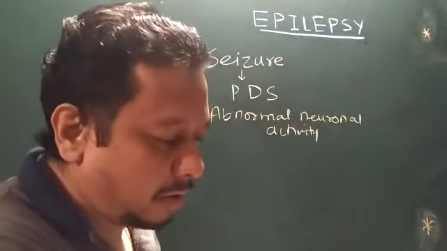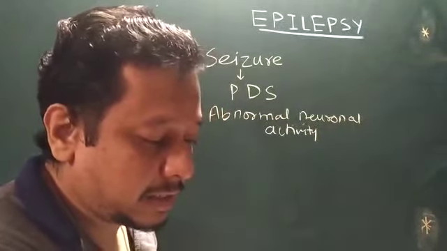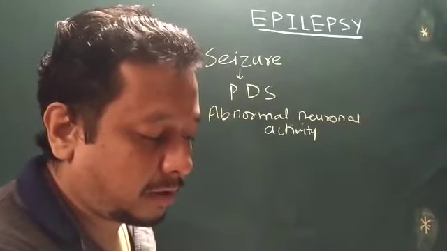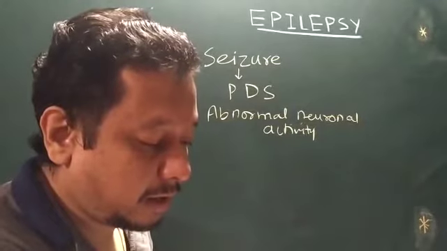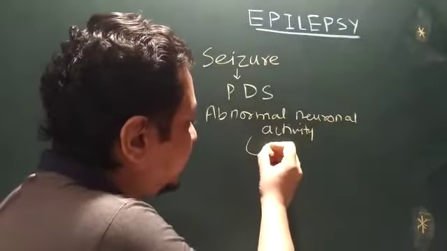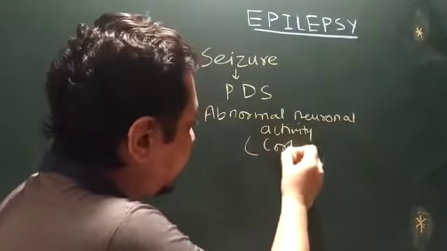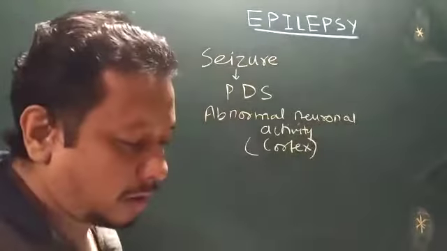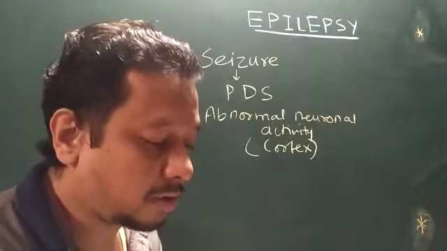So now what is epilepsy? Epilepsy, recurrent symptoms of epileptic seizure, is known as epilepsy, and mostly this abnormal neuronal activity can be seen in the cortex area, the cerebral cortex area. Now the etiology involves brain injury, tumor, stroke.